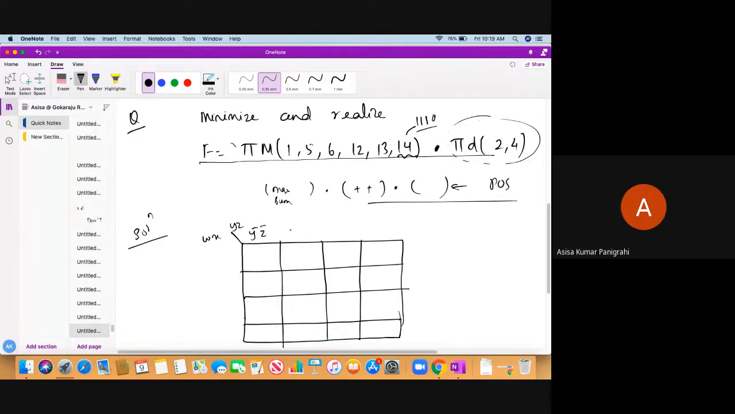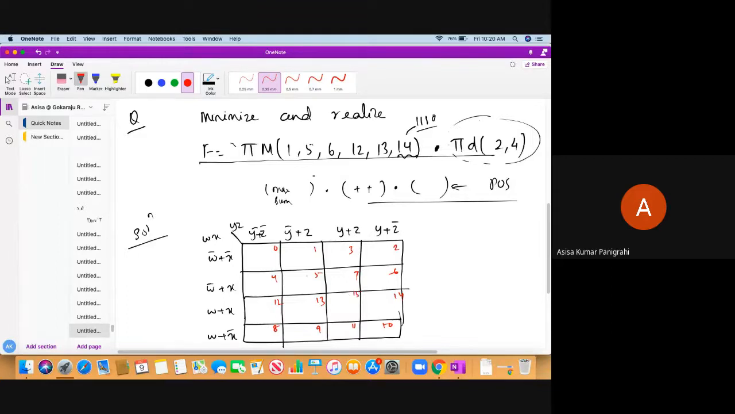So y bar z bar, and see here this is POS. POS means you have to write y bar or z bar, y bar or z, y or z, y or z bar, and w bar or x bar, w bar or x, w or x, w or x bar. Then you know the max term positions: 0 1 2 3 4 5 6 7, 8 9 10 11 12 13 14 15.